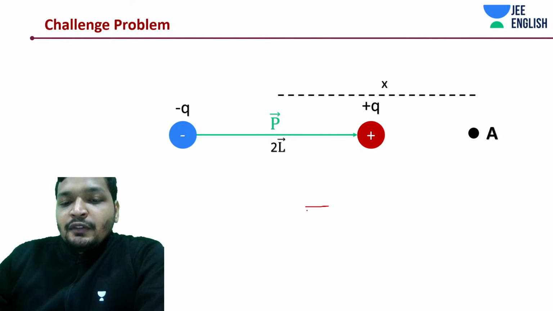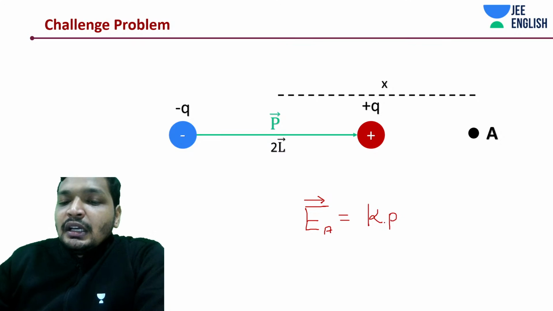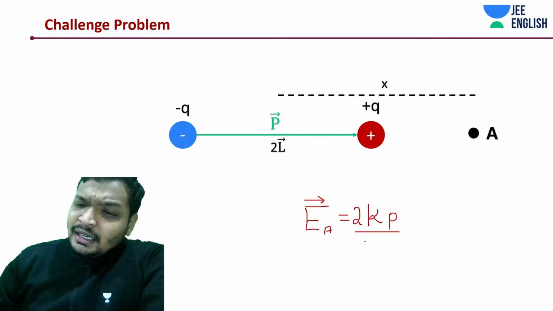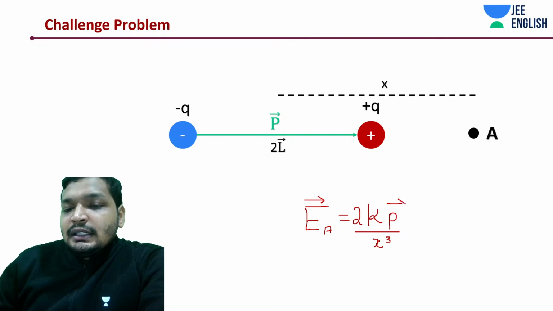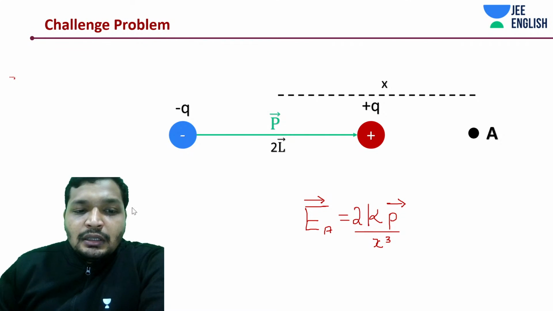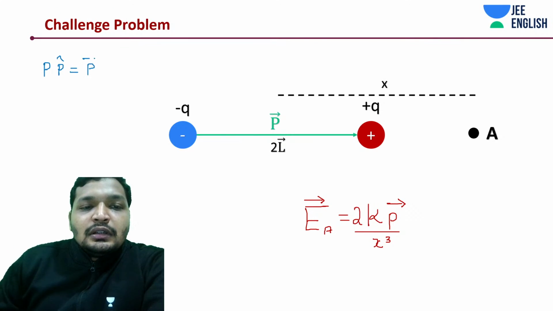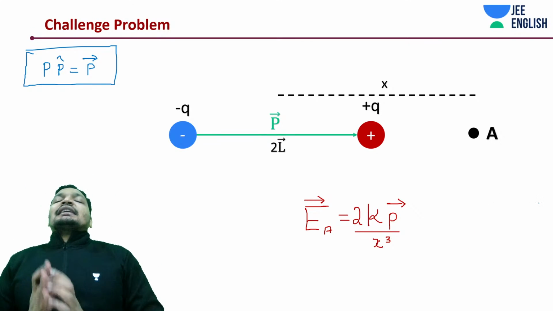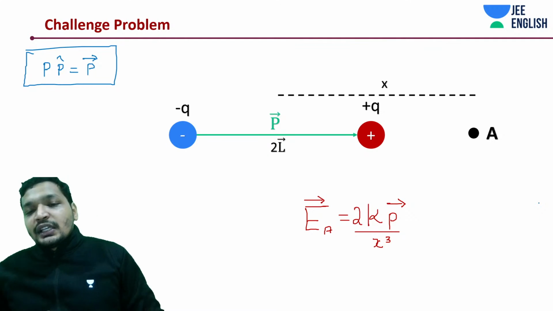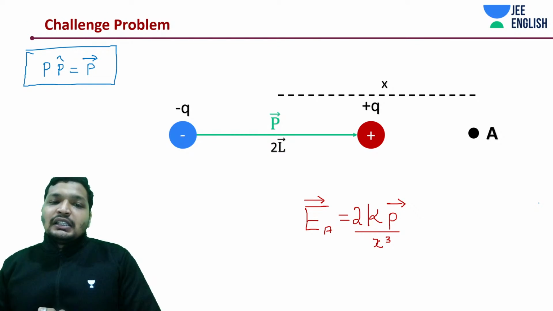So finally, we can define something like this. Electric field at point A, along with direction as a vectorial quantity, can be written as twice of k into p divided by x cube into what? P cap. But instead, can I denote something like this? Because p of p cap is basically p vector. That is it, guys. So this is the electric field at a point on the axis of the dipole to the right.